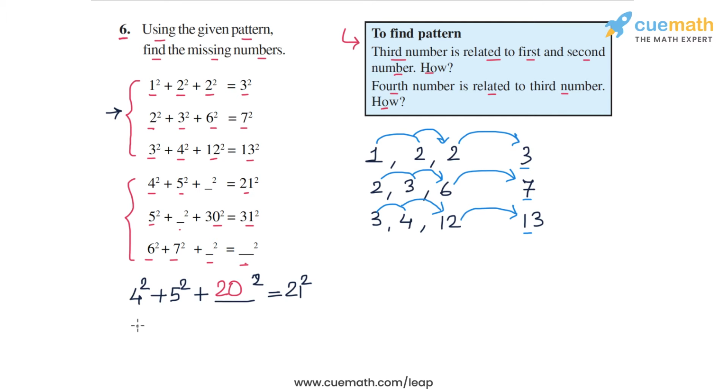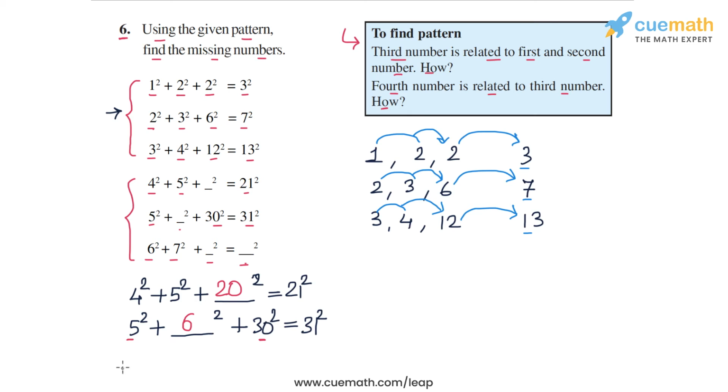Then the fifth statement is 5 square plus dash square plus 30 square is equal to 31 square. So we know that the third number is the product of the first 2 numbers. So 30 is the product of 5 and 6. So in this blank we will have 6.